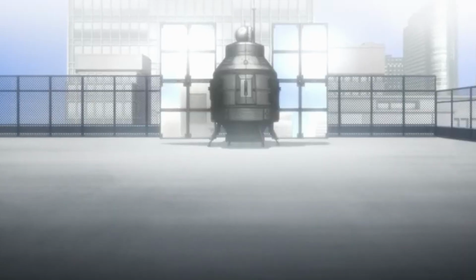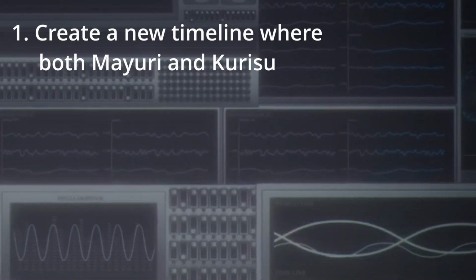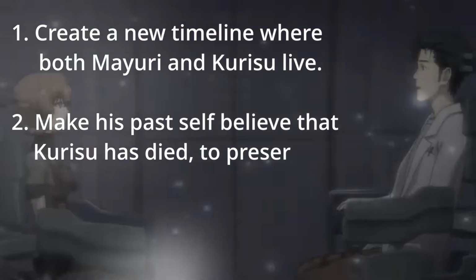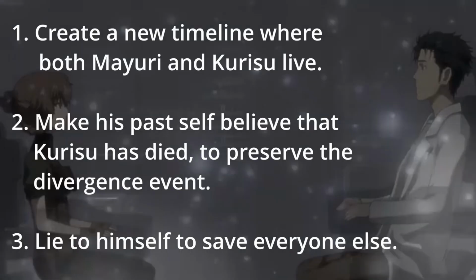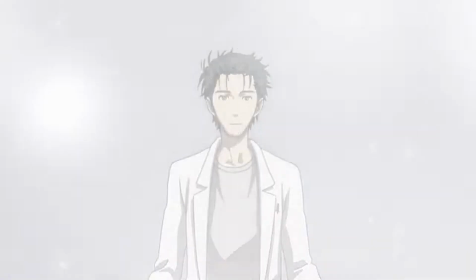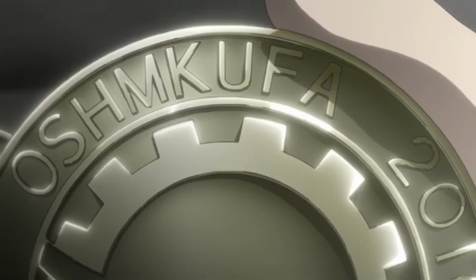But to do so, he must do something extraordinary. Create a new timeline where both Mayuri and Kurisu live. Make his past self believe that Kurisu has died, to preserve the divergence event. Lie to himself to save everyone else. Let's pause here. This moment is mathematically brilliant, because Okabe is creating a new solution. A divergence event that satisfies all boundary conditions without collapsing the system. In other words, he doesn't break the rules of time. He solves them.